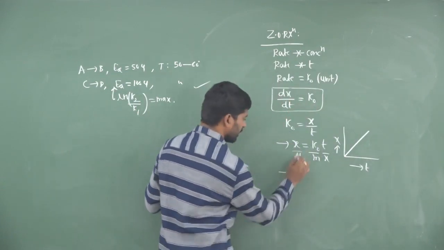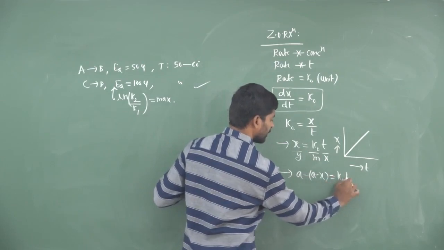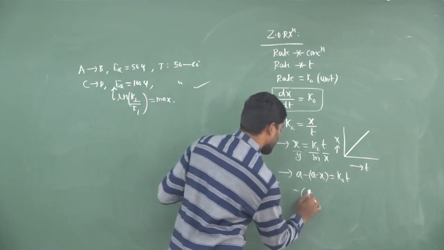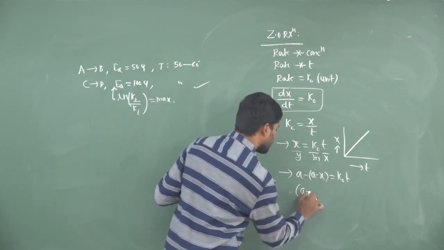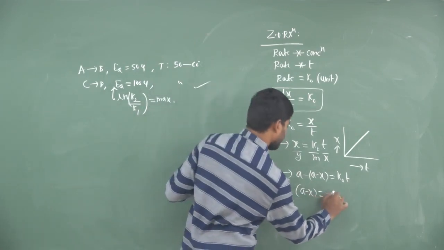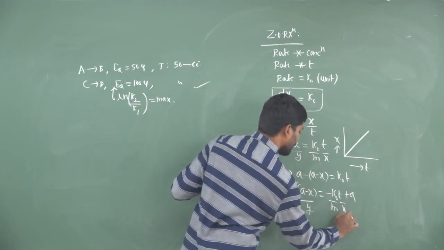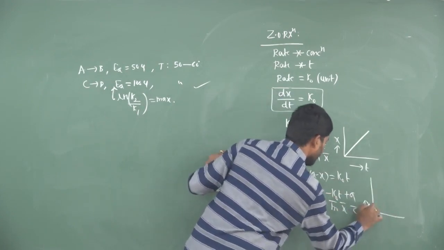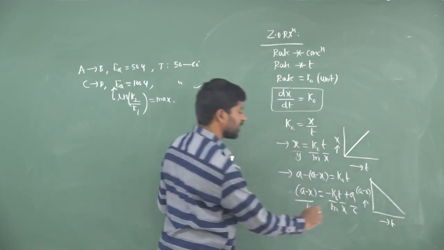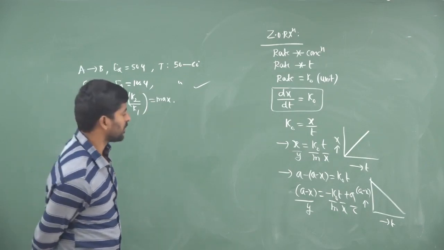This may be written like this, and x may be written as a minus of a minus x, or not. Yes, a gets cancelled, minus into minus will get plus x. So from this, if you take the expression for reactant concentration versus t, a minus x is called what? Reactant concentration. So this is in the form of y is equal to mx plus c. So if you plot a graph between a minus x versus t, linear decrease: reactant concentration decreases linearly, product concentration increases linearly with time.